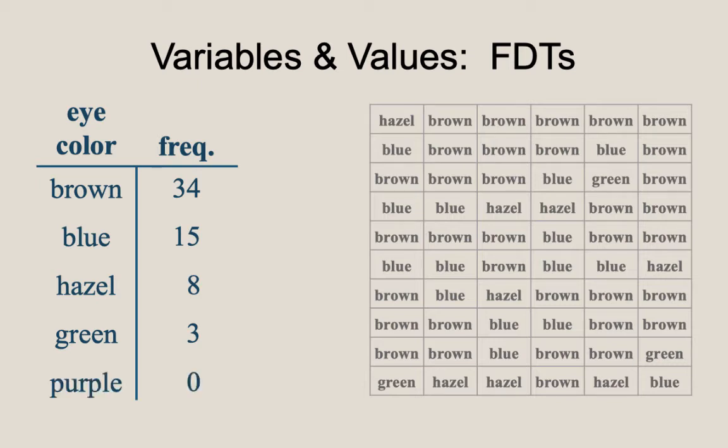We could include a row for purple, as people can have purple eyes, though this is very rare, and as no one in our data had purple eyes, the frequency count for that value would be 0. Again, the convention is not to include values that have 0 frequency, unless one key aspect of the story you want to tell with your data is that none of that particular value was observed. Otherwise, it is just a waste of space, if you will.